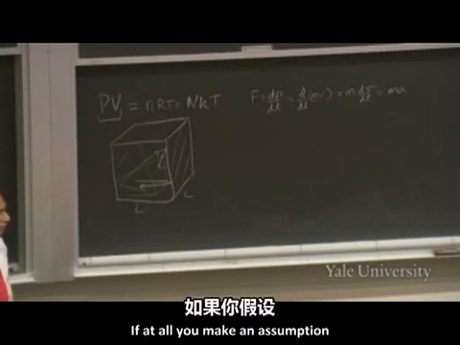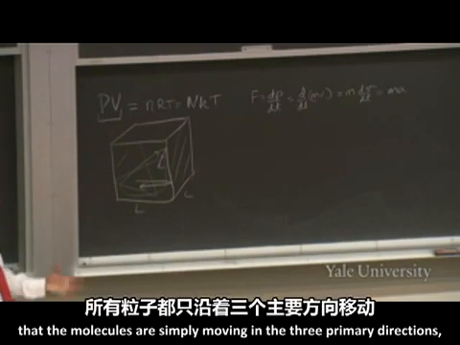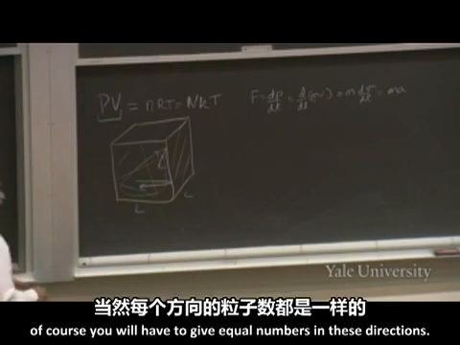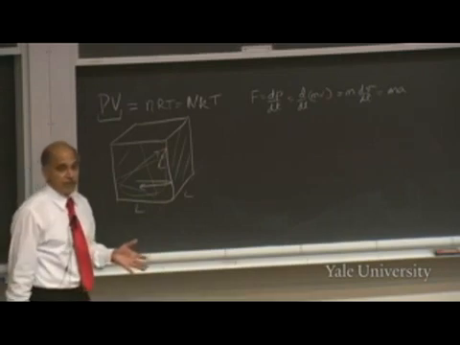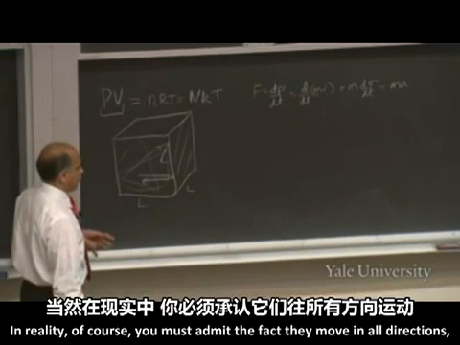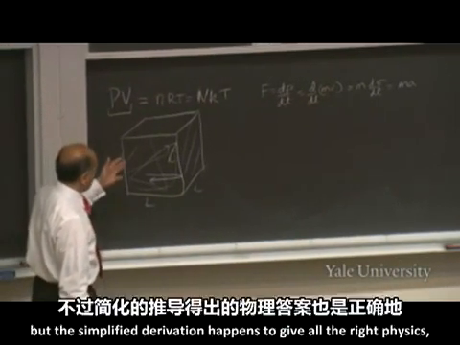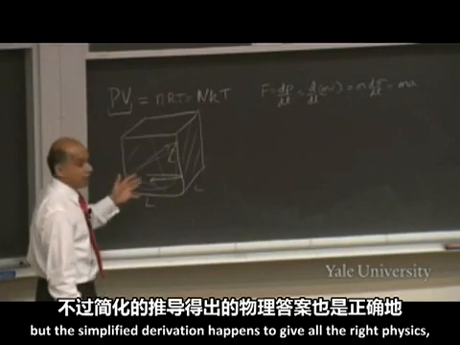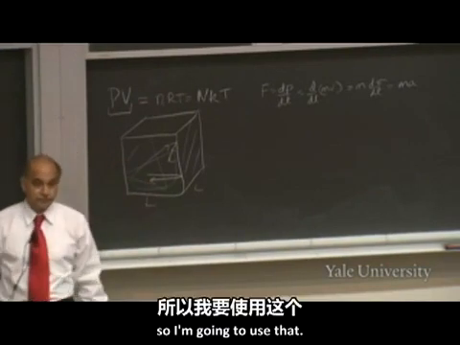If at all you make an assumption that the molecules are simply moving in the 3 primary directions, of course you will have to give equal number in each direction. There's nothing in the gas that favors horizontal or vertical. In reality, of course, you must admit the fact they move in all directions, but the simplified derivation happens to give all the right physics. I'm going to use that.